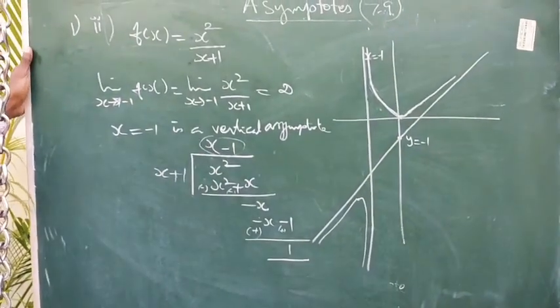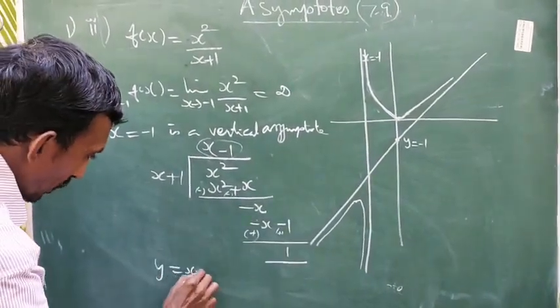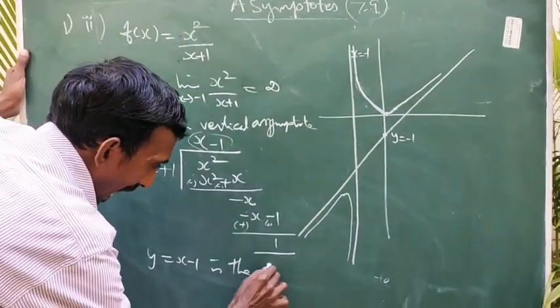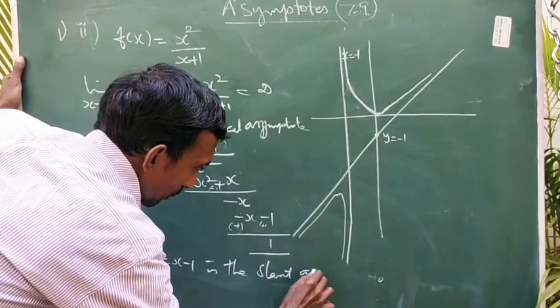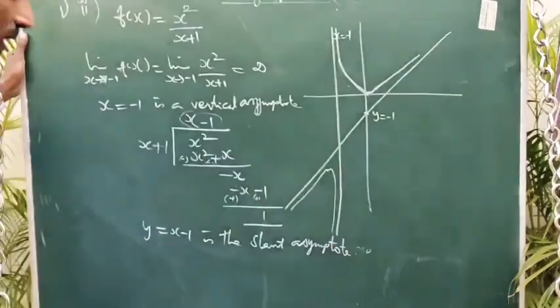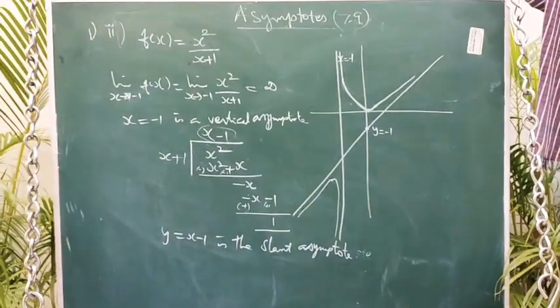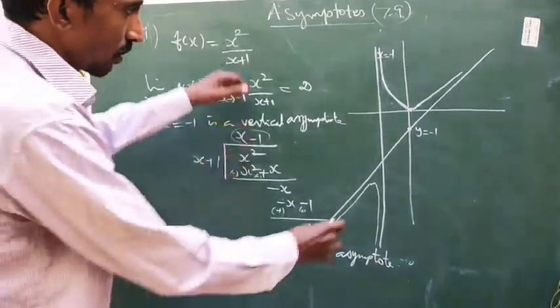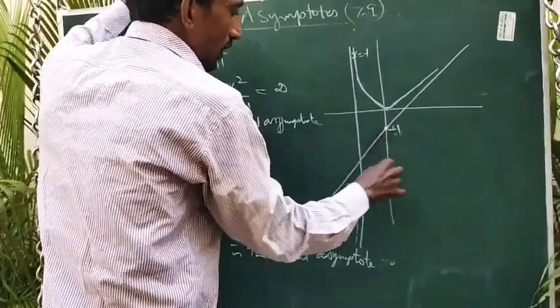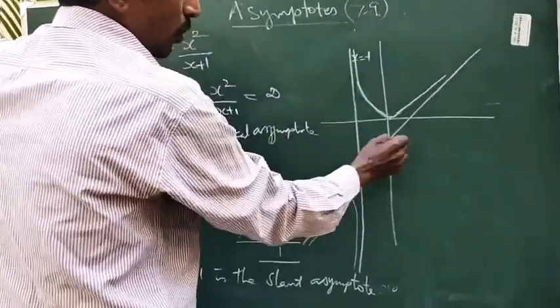So look at the quotient. y equal to x minus 1 is the slant asymptote. Okay, so y equal to x minus 1 is the slant asymptote. If you put x equal to 0, y equal to minus 1. So this is the point, y equal to minus 1.